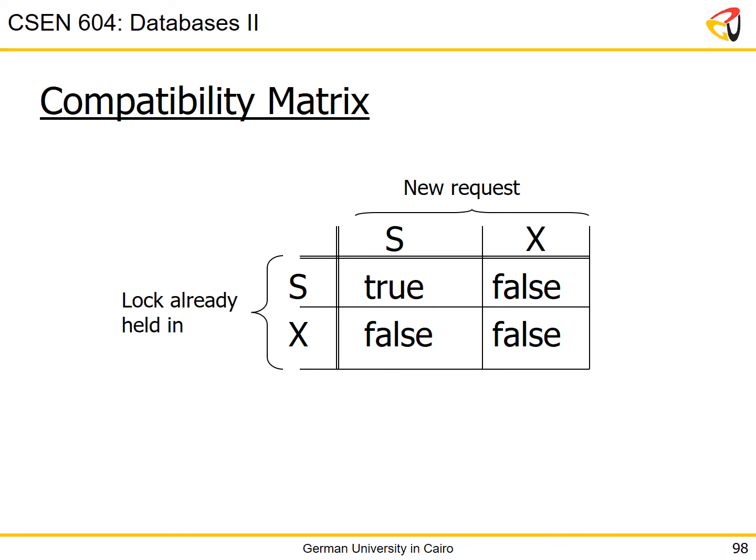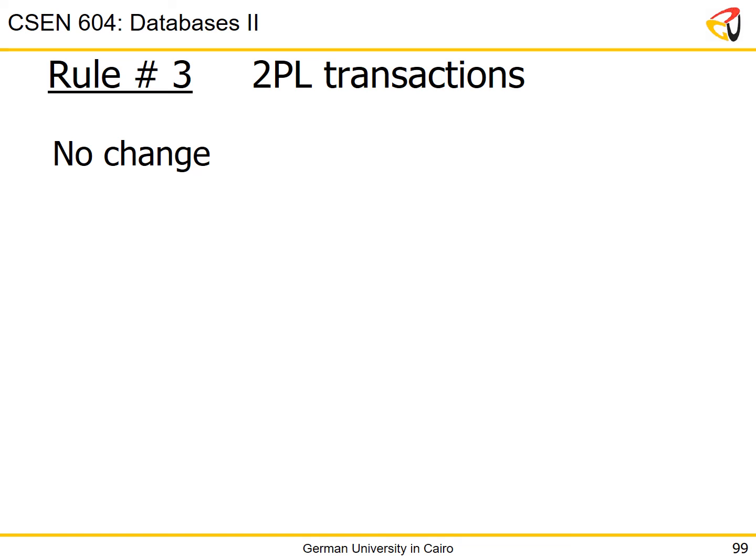We usually express this as a compatibility matrix. If a transaction has a shared lock, which is the S, another transaction can get another shared lock, but it cannot get an exclusive lock, because you cannot read and write to the same resource at the same time. Otherwise, you might be reading corrupted data. If a transaction requests an exclusive lock, no one else can get a shared lock or an exclusive lock. This is a summary of how the lock behaves.